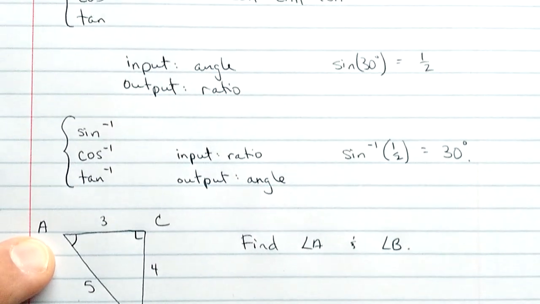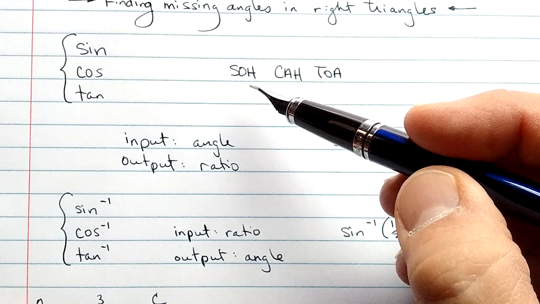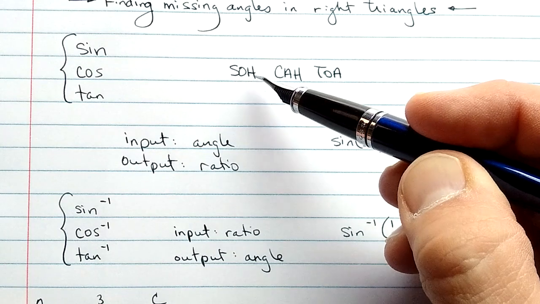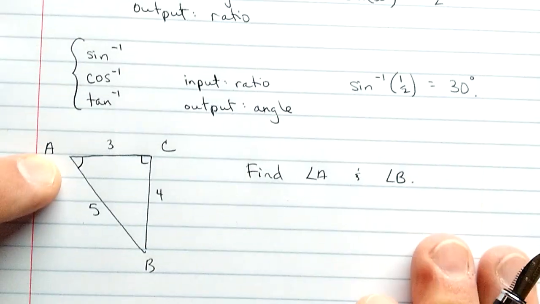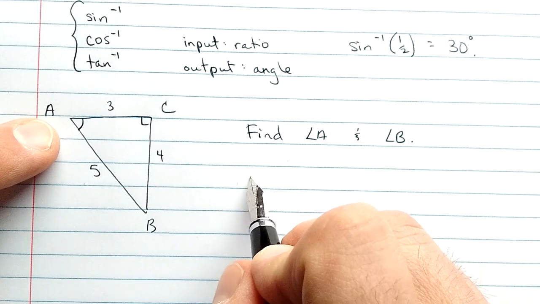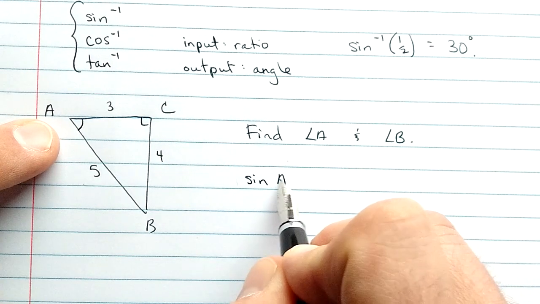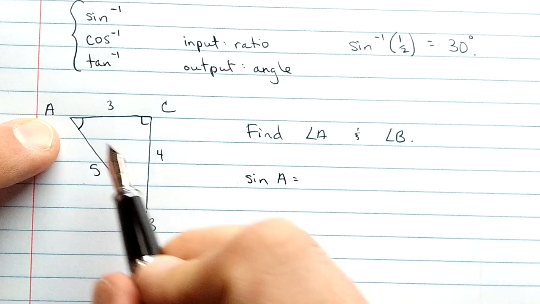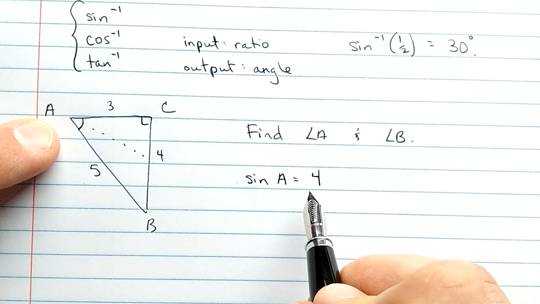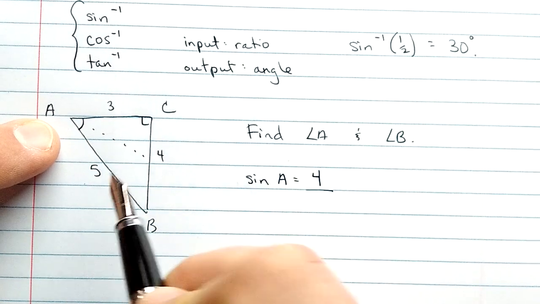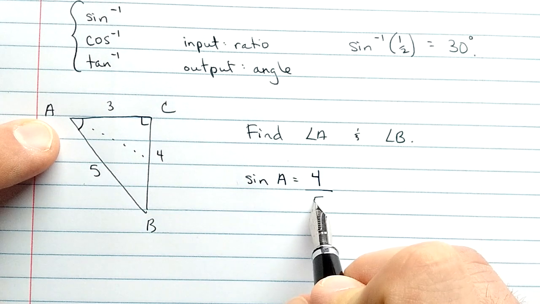Let me flip back up here to the SOHCAHTOA bit. For example, if I use the opposite side length and the hypotenuse side length, that will give me the sine ratio. Let's use that one. So the sine of angle A is the opposite side length. From A, that would be 4, divided by the hypotenuse side length. That's always 5 in this triangle.